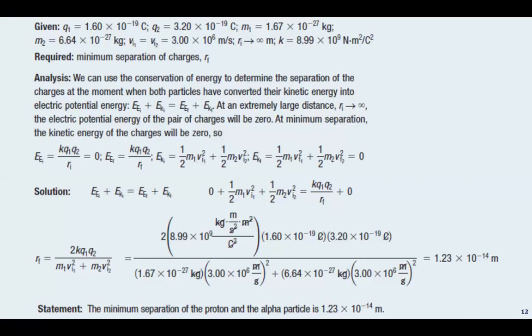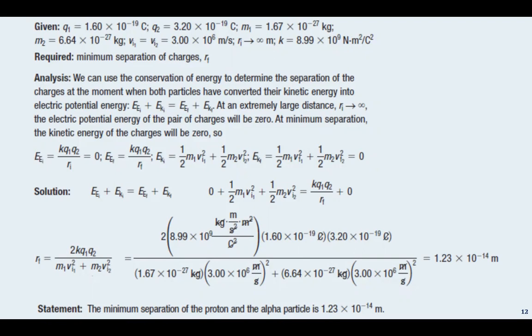At an extremely large distance, we know Ri should approach positive infinity, right? So the electric potential energy of the pair of charges will be zero. At minimum separation, the kinetic energy of the charges will be zero. So we know the initial electric potential energy should be zero. The final electric potential energy is k q1 q2 over Rf. The initial kinetic energy is 1/2 m1 vi1 squared plus 1/2 m2 vi2 squared. And the final kinetic energy is zero, right?